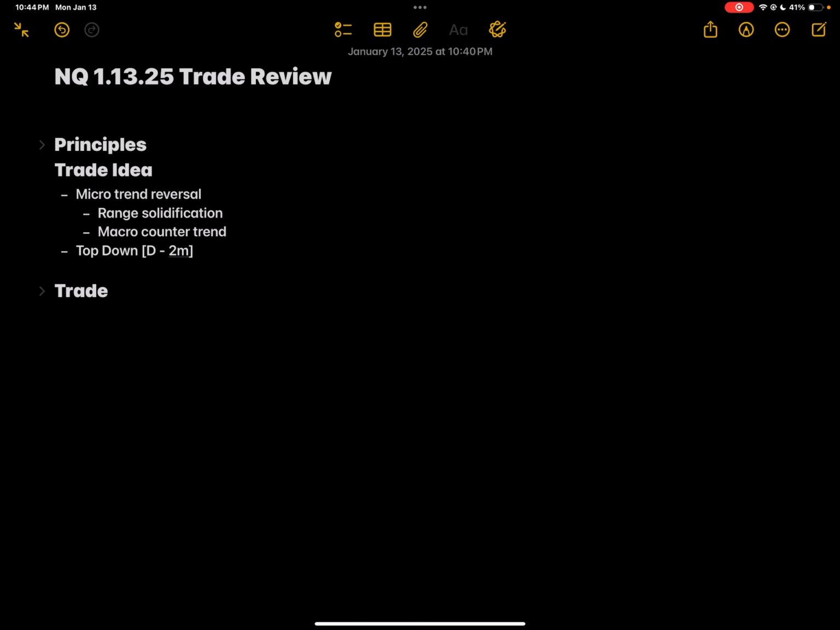The trade idea. This was a micro trend reversal trade. I'll explain that a little bit later. Inside of that, what I was looking for was range solidification of a current bearish macro trend. So this is a macro counter trend trade, which in the grand scheme of things, 80% of your trades should always be continuation. It's what I was taught. 20% can be reversal. So this is actually an example of that 20% trade.